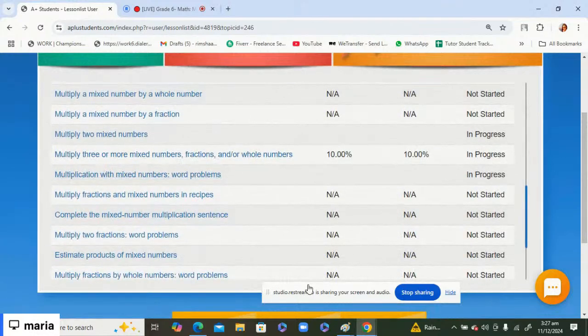So we have done multiplying two mixed numbers. We already did multiplying three or more mixed numbers, fractions, and whole numbers. Now let's move to the multiplication with mixed number word problems. Okay.